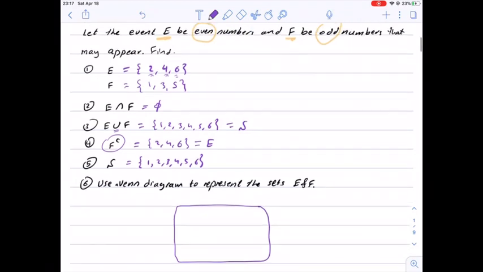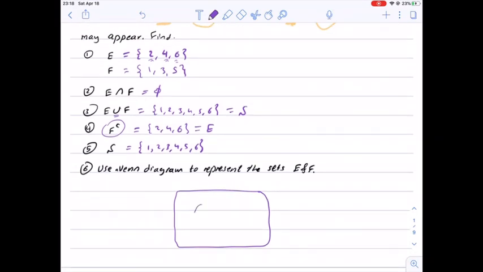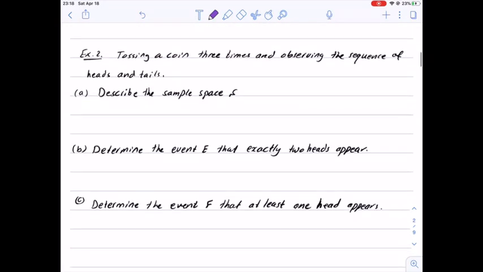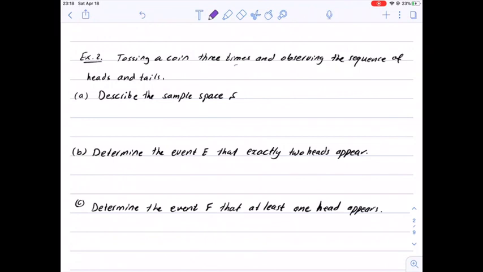Now if we want to use a Venn diagram to denote the sets E and F, first of all, we don't have anything in common between the two sets, so we graph them as separate sets or disjoint sets. E and F, those are disjoint sets or disjoint events. And here in this corner we write S to denote the sample space. Now elements of E are 2, 4, and 6, and elements of F are 1, 3, and 5.